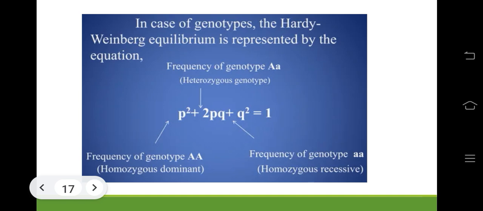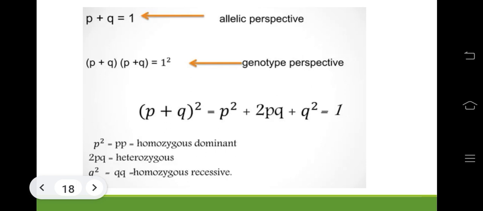In case of genotypes, the Hardy-Weinberg equilibrium is represented by the equation p square plus 2pq plus q square equals 1. p square represents the frequency of genotype AA, homozygous dominant. q square represents the frequency of genotype aa, homozygous recessive. Then 2pq is the frequency of genotype Aa, heterozygous. p plus q equals 1 is the allelic perspective. p plus q multiplied by p plus q equals 1 square is the genotypic perspective.